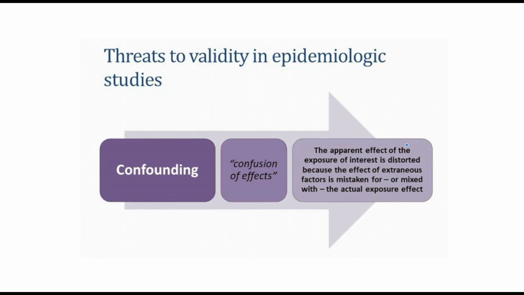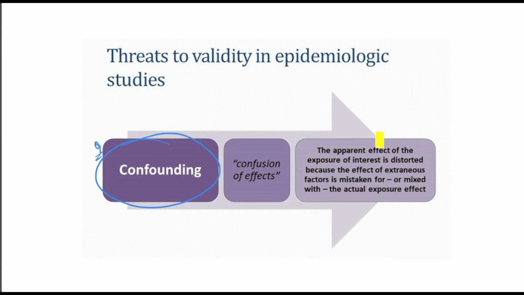See over here. This is the definition of confounding. The apparent effect of the exposure of interest is distorted because the effect of extraneous factors is mistaken for or mixed with the actual exposure effect. This is what is called as confounding. Okay, so that was the answer for our question. You have to remember these points. Whenever they use the words exposure of interest, please remember this word, because of the effect of extraneous factors, you should think that they are speaking about confounding.